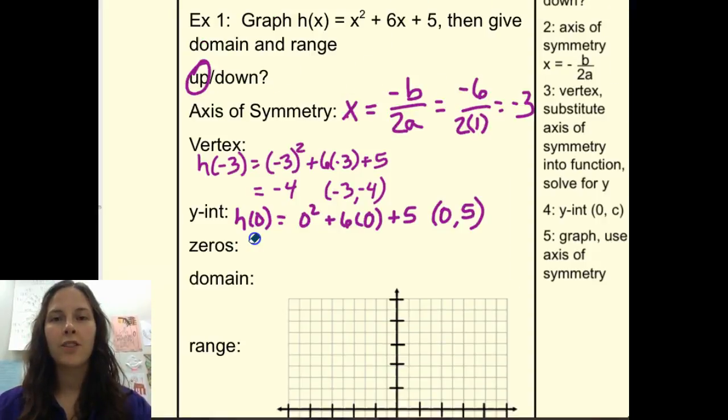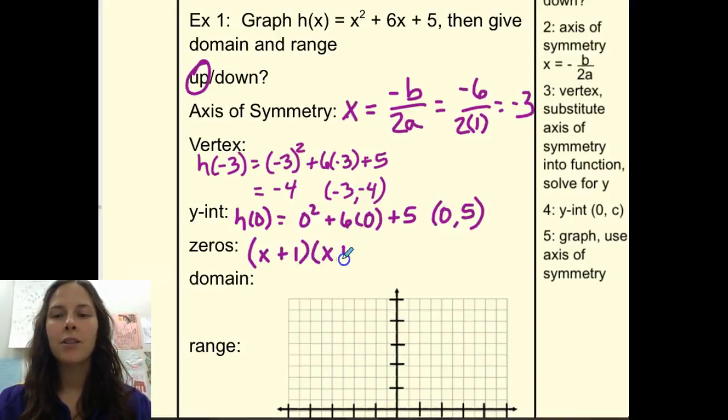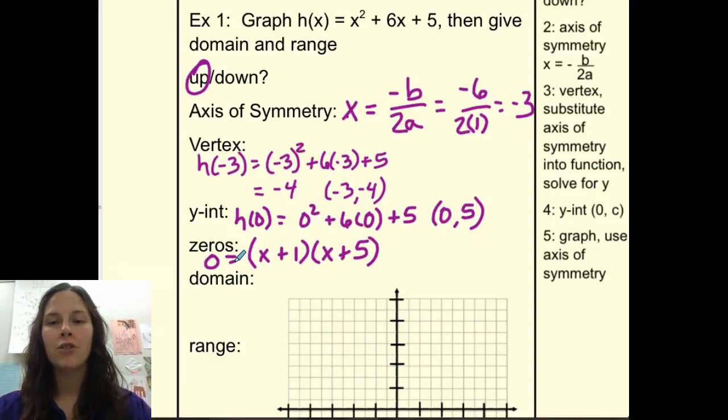If your function factors easily, you can also find the zeros. In our case, the factoring is a t-chart: what multiplies to 5 and adds to 6. So we would get x plus 1 times x plus 5. If your leading coefficient is not 1, you might have to do the AC method, and you may not end up with integer zeros either. So you may not always want to find the zeros. You can get this graphed with just your vertex and your y-intercept. Setting each of those binomials equal to 0, we would get negative 1 and negative 5 for our zeros.